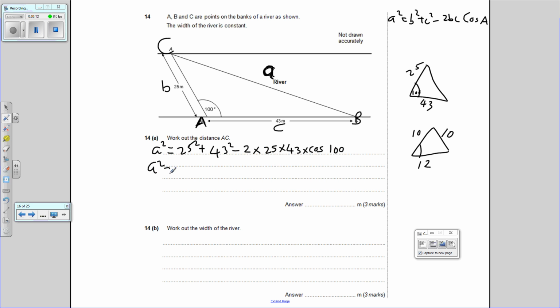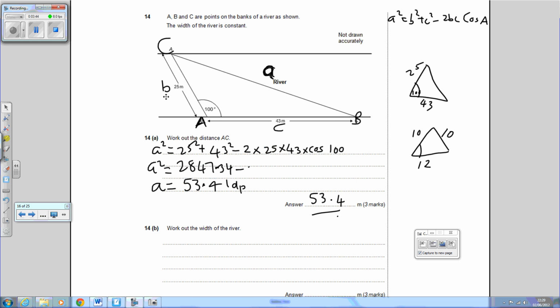So a squared equals, when I press equals, I get 2847.34. But remember, we don't want a squared, we want a. So a equals the square root of my answer, which is 53.4 to 1 decimal place. 53.4. Done.